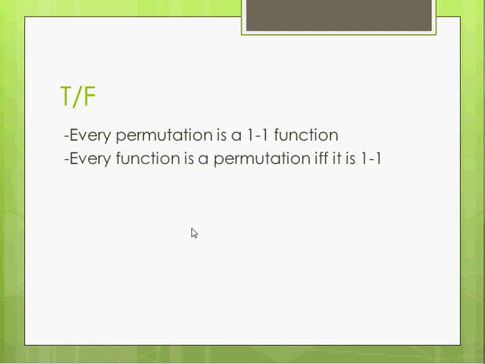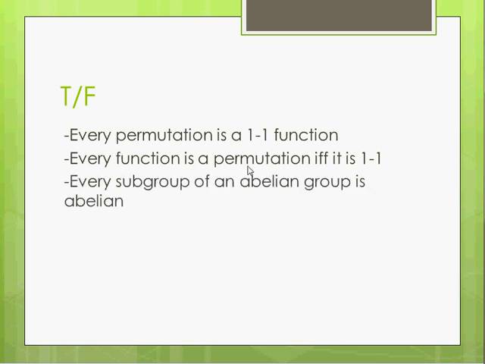Right, so some true or false questions. Every permutation is a one-to-one function. Well, if it's a permutation, by definition it's one-to-one and onto, so it's definitely a one-to-one function. Every function is a permutation if and only if it is one-to-one. Well, if and only if statements work both ways. Not that you need to in this case, but being one-to-one is not enough for it to be a permutation. It has to be one-to-one and onto. So that would be false.